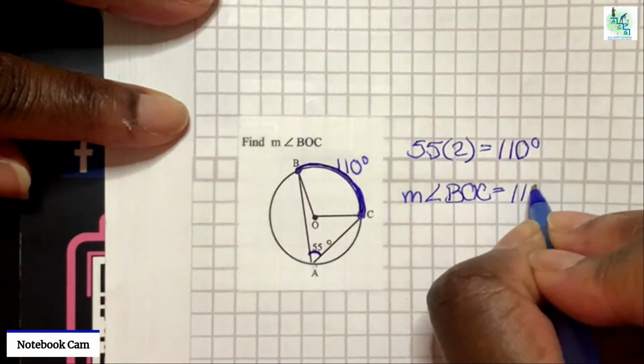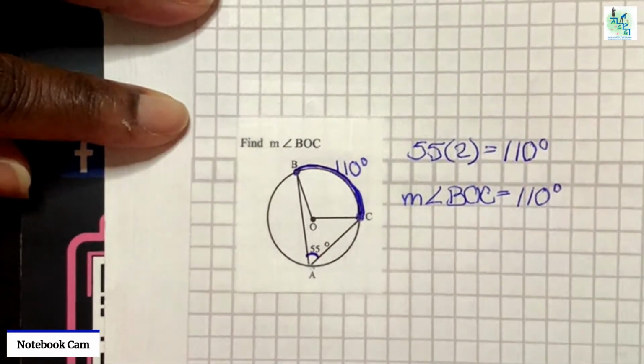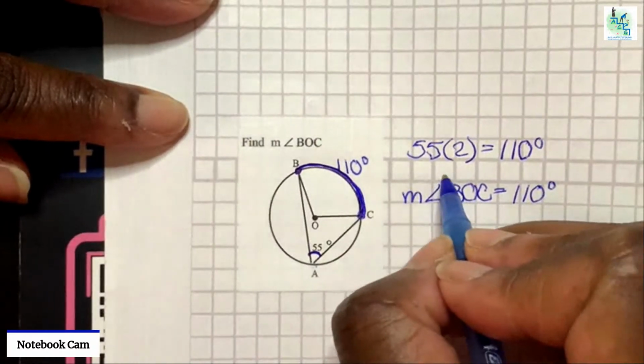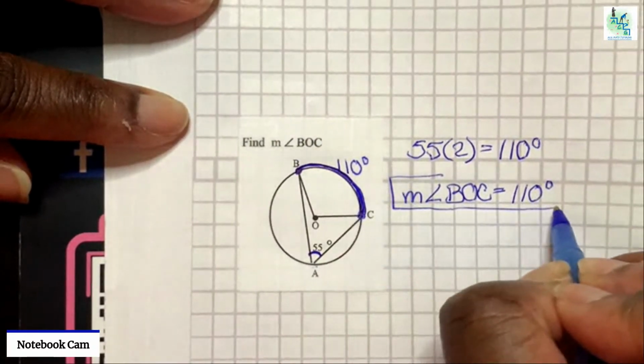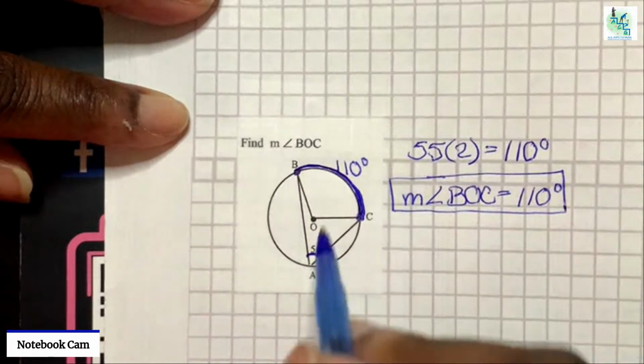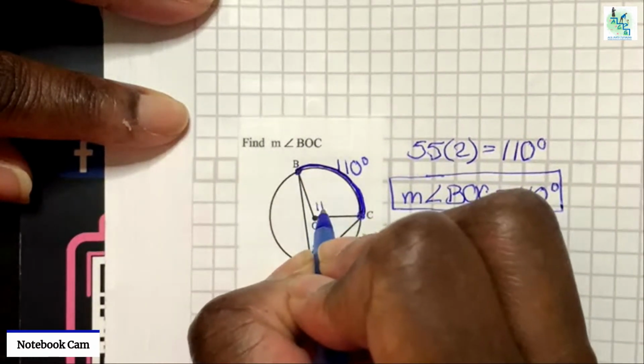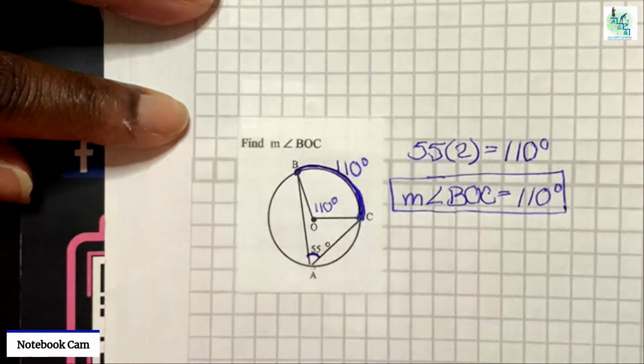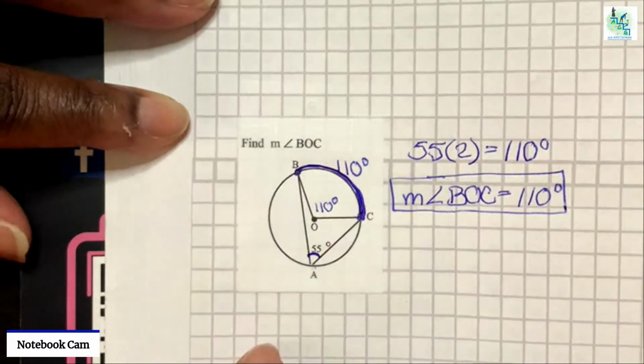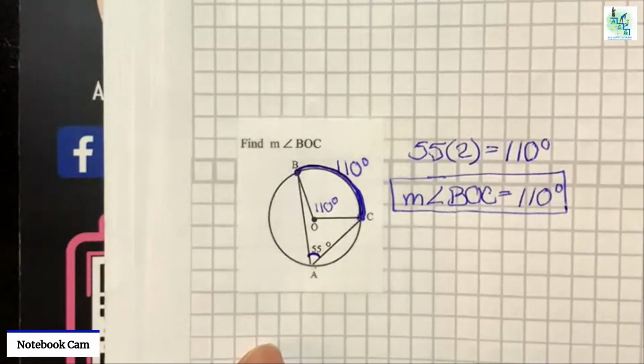If you said 110 degrees, you're ready to rock and roll. Okay, because since it is the arc of a central angle, it's basically the same degrees. Okay, so not too long spending here.